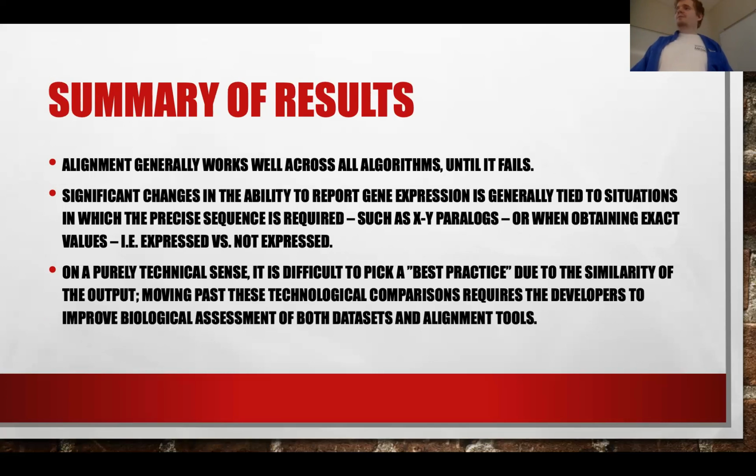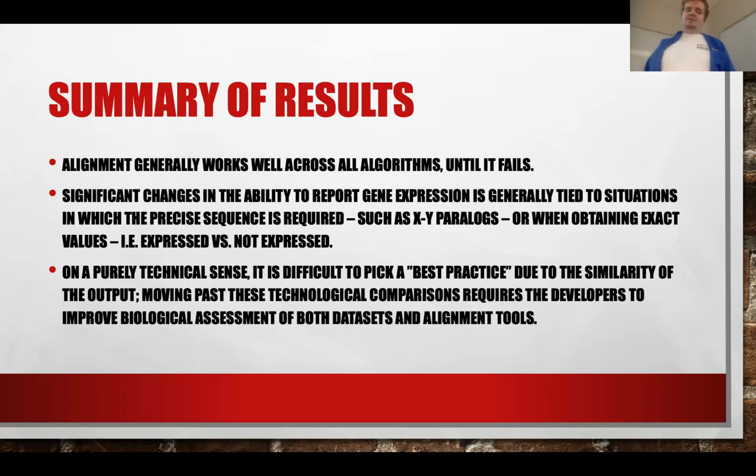They had a very helpful notice of alignment generally working well across all algorithms until it fails. In particular, significant changes in the ability to report gene expression are tied to situations in which the precise sequence is required, such as XY paralogs, or when obtaining exact values, in this case, expressed versus not expressed. They've also found that on a purely technical level, it's really difficult to pick a best practice due to the similarity of the outputs.